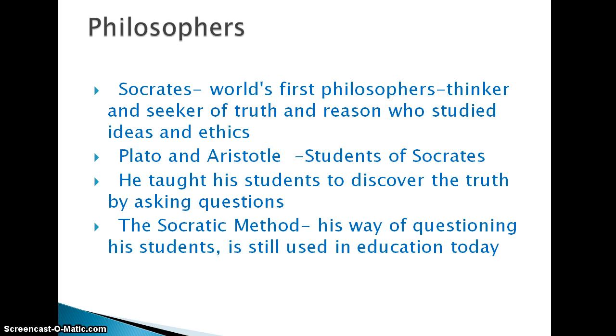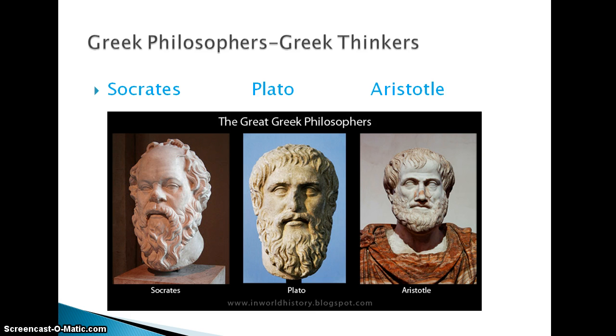We know that there were 3 great philosophers in Greek history. Socrates was the world's first philosopher. He was a thinker and seeker of truth and reasons who studied ideas and ethics. Plato and Aristotle were students of Socrates, and he taught his students to discover the truth by asking questions. And this Socratic method is his way of questioning his students and is still used in education today. So there's a picture of Socrates, Plato, and Aristotle.